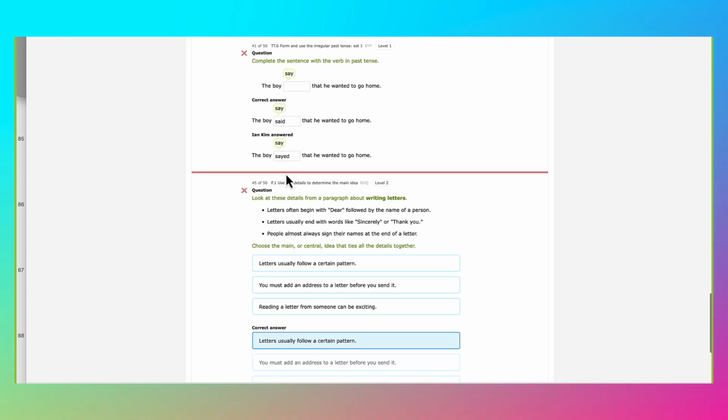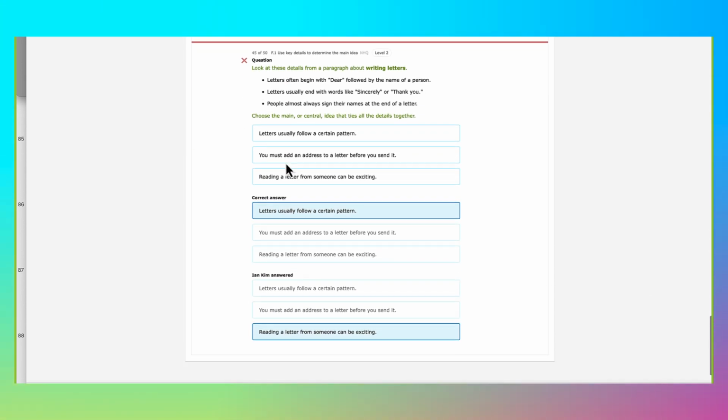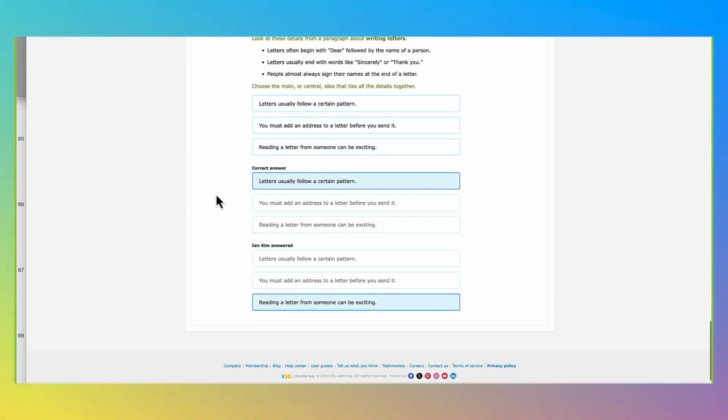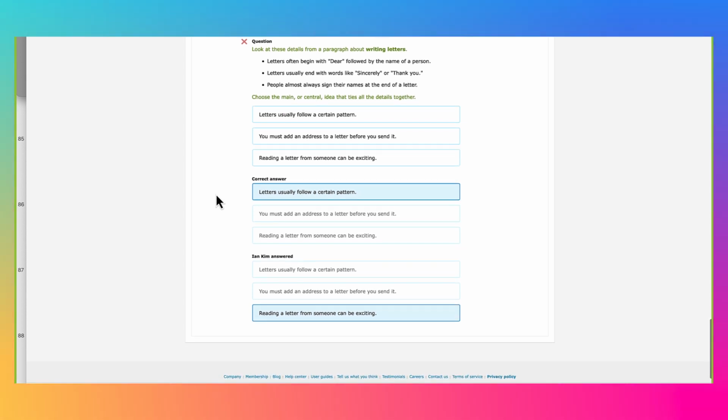All right, next, complete the sentence with the verb in the past tense. The boy said. You don't say "sayed" like that. Okay, the regular form of past tense would be the ed ending or d ending. But when you have a word like say, you have to take out the y and put id on it. Things like that, you just have to practice more and then it will get easier over time.